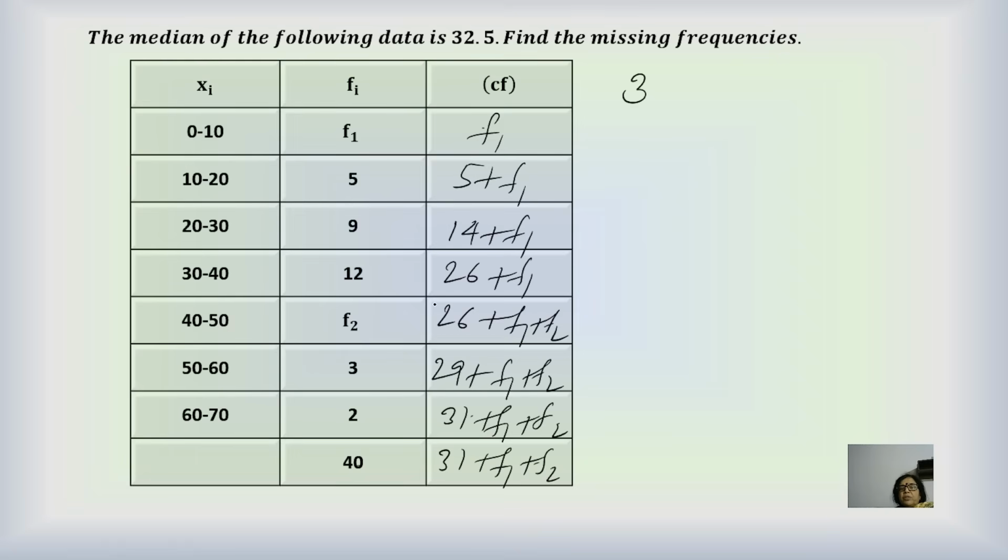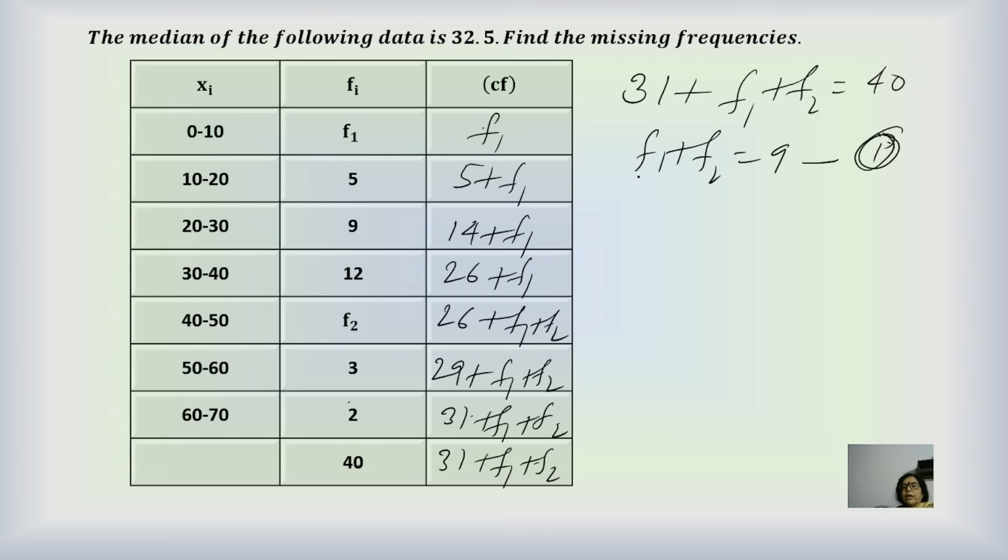So 31 plus F1 plus F2 is equal to 40, because the total of frequency is given as 40. So we are given 2 missing frequencies, total of frequency is given, and the median is given. So we can write down the first equation as 31 plus F1 plus F2 is 40. So F1 plus F2 is equal to 9. So this is your first equation. We'll be using it at the end.